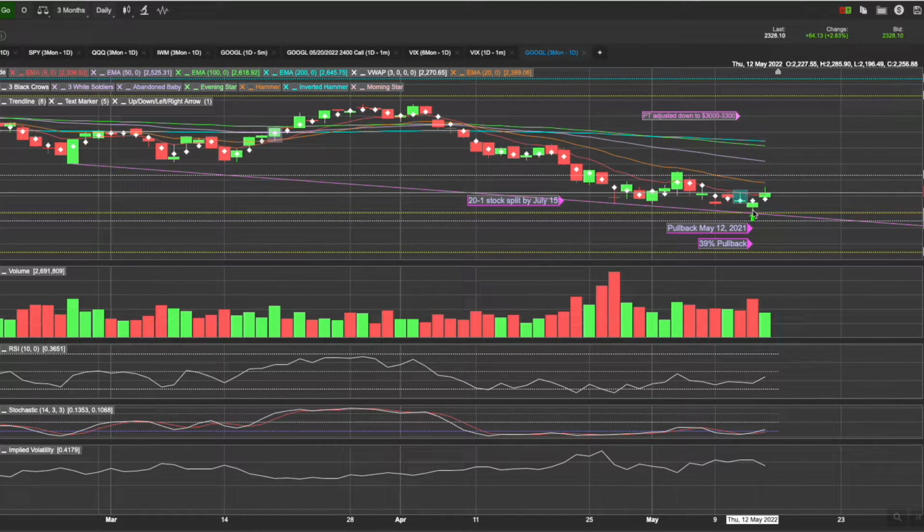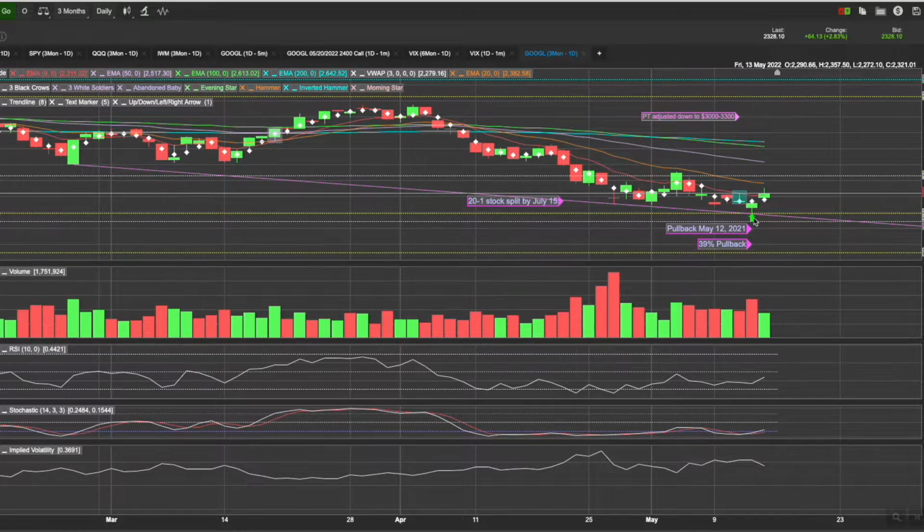So when this happened, I picked up 2 options for expiration of 5/20 on Google at 2400, which was right here, roughly around the 20-day, because I figured we might get a bounce up that way. With the stochastic, it's been oversold for quite a while, and RSI was low. This is the implied volatility, which runs pretty stable on Google.